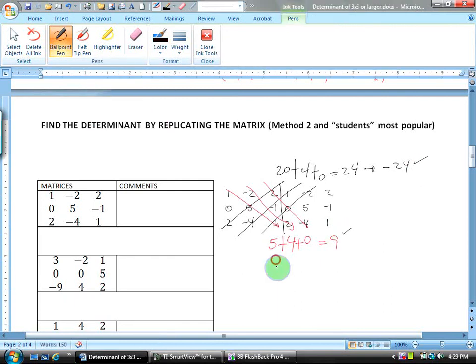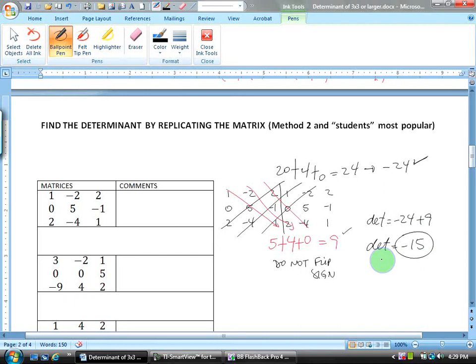of these two. Note, do not flip sign. Okay, you do flip sign when you multiply and add up, but not down. So the determinant is going to be minus 24 plus 9, so the determinant equals minus 15.